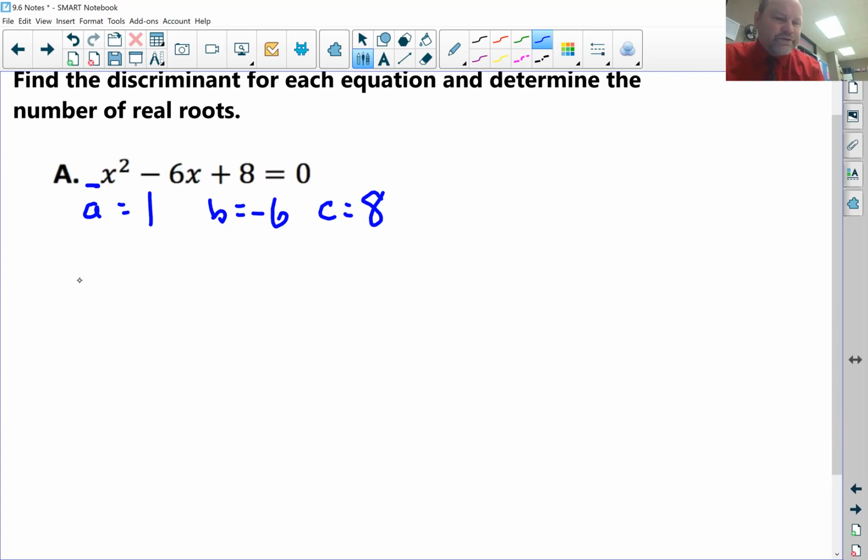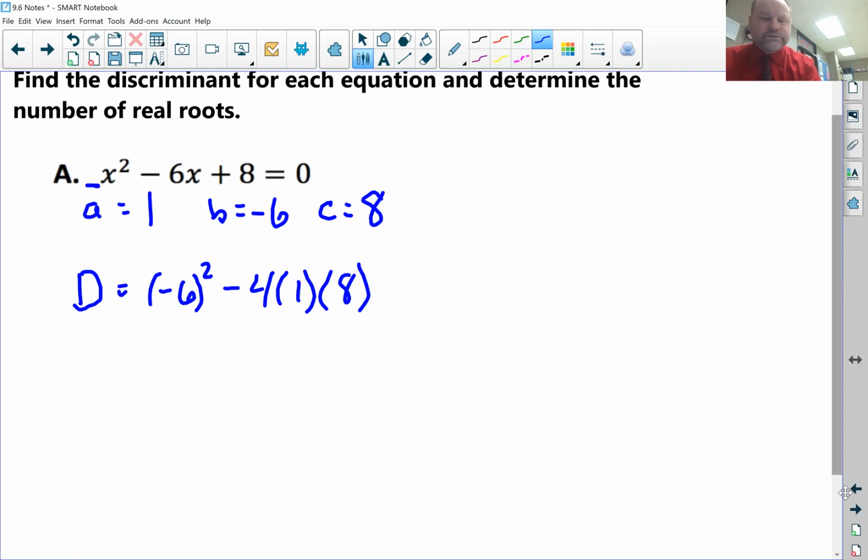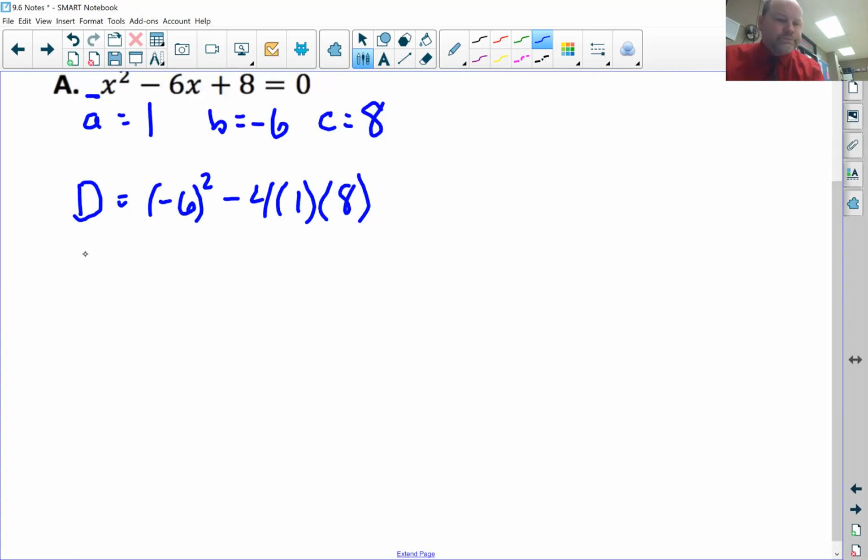So the discriminant, and I'm going to use a capital D for the discriminant, is going to be b squared minus 4 times a times c. So -6 squared, that's -6 times -6 is positive 36. 4 times 1 is 4, times 8 is 32. So the discriminant is 4.